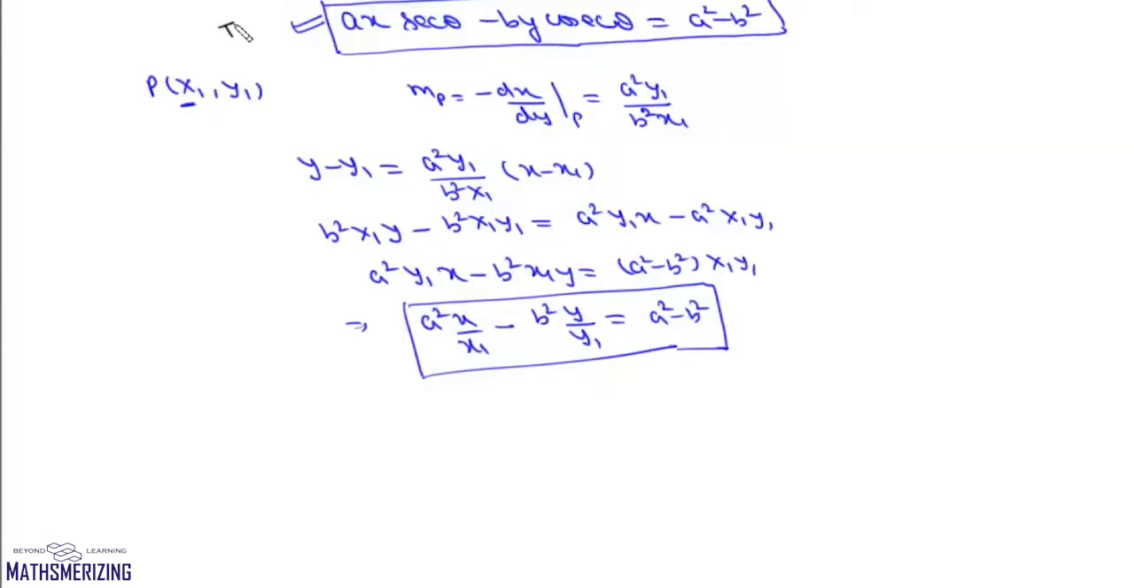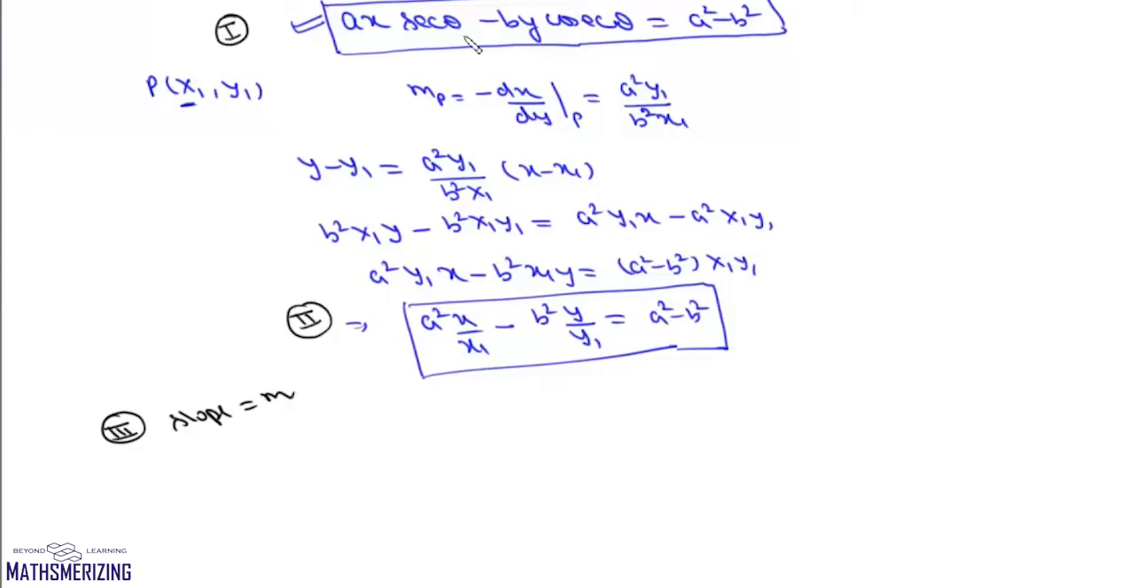So we can write the equation of normal in terms of parametric coordinates. We can write the equation of normal in terms of x1, y1. We can also write the equation of normal in terms of its slope. Suppose the slope of normal is m.